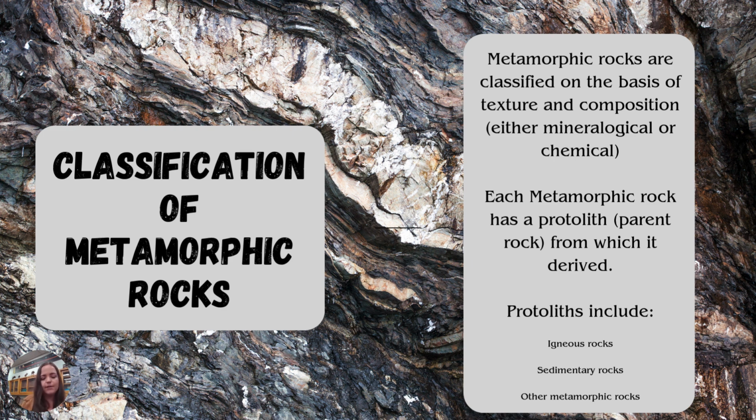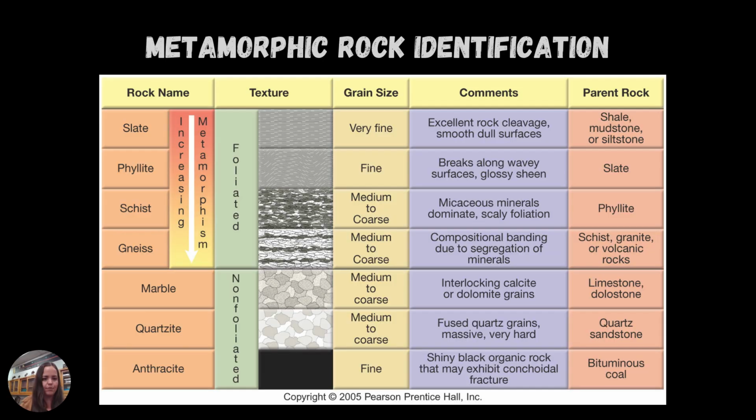Okay, so let's look at the identification chart for metamorphic rocks. Here we have our basic metamorphic rocks: slate, phyllite, schist, gneiss, marble, quartzite, and anthracite. Okay, so these are the basics. There's a few extras that the literature will talk about and your textbook will talk about, but these are the basics that we're going to focus on.